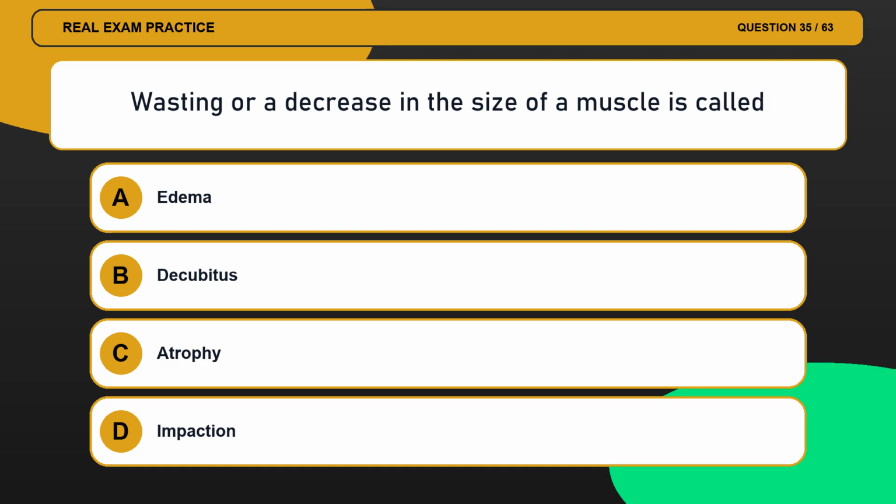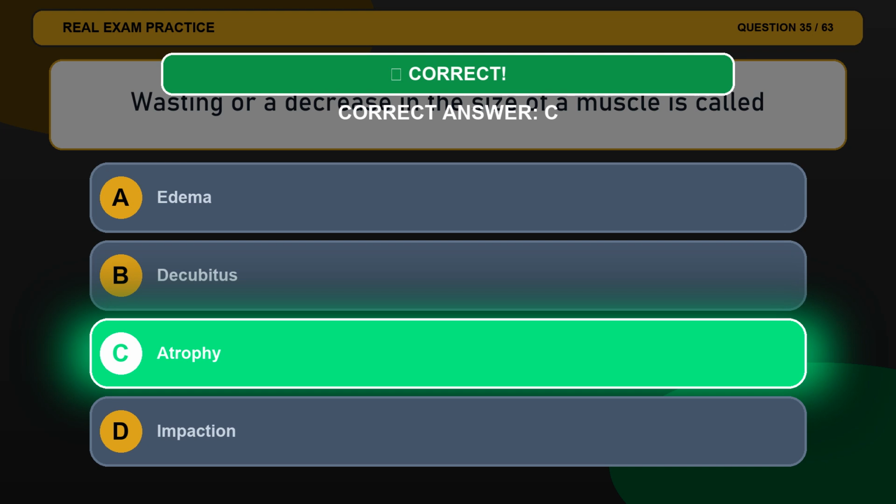Question 35. Wasting or a decrease in the size of a muscle is called option A, edema, option B, decubitus, option C, atrophy, option D, impaction. The correct answer is option C, atrophy.